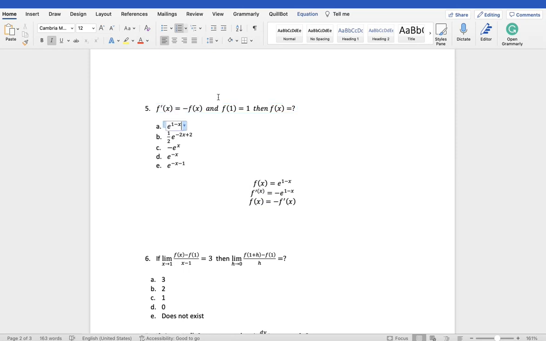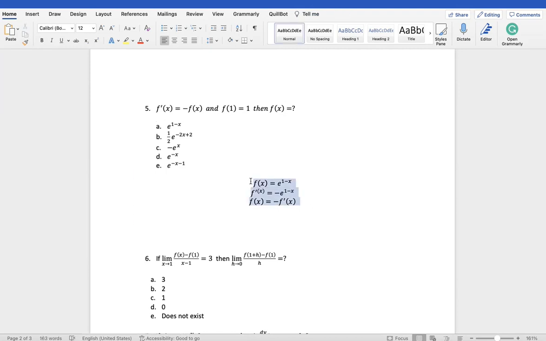So A satisfies that. Now, let's take f of 1. Is f of 1 equal to 1? Well, when you substitute the value of x into f of x, you will have that f of 1 is equal to e to the 1 minus 1. So e to the 0, which is equal to 1. So the two expressions are satisfied. Therefore, the answer must be A.